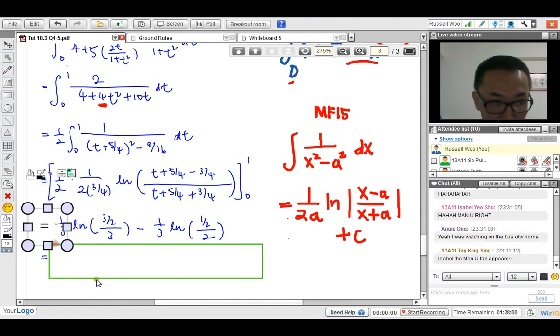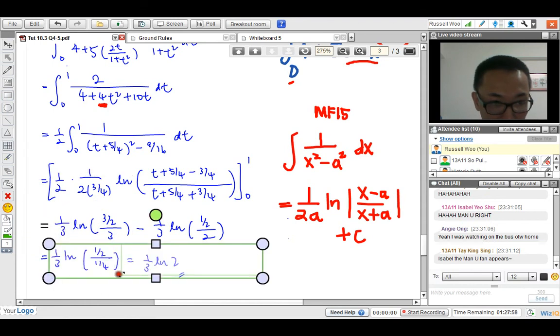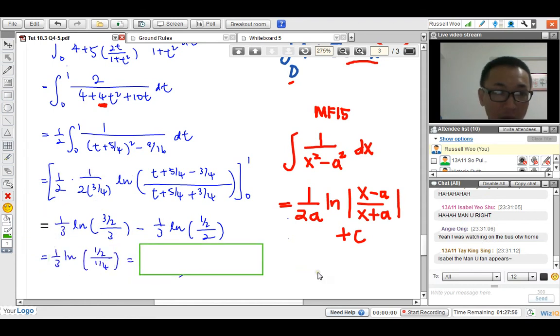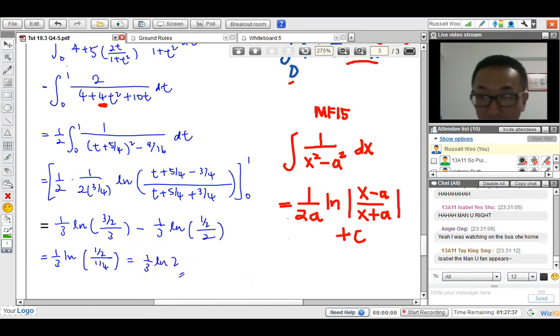At this point we use laws of logarithm. This is ln half, sorry, this is half, correct? Ln half. This is 1/4. So ln A minus ln B is ln A over B, okay? So then there we get our answer.